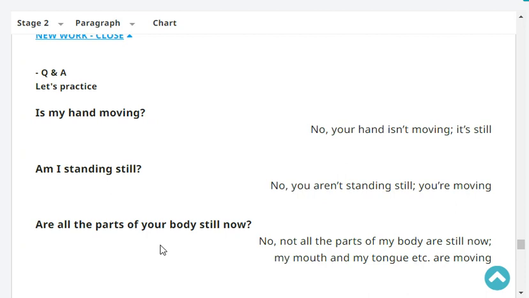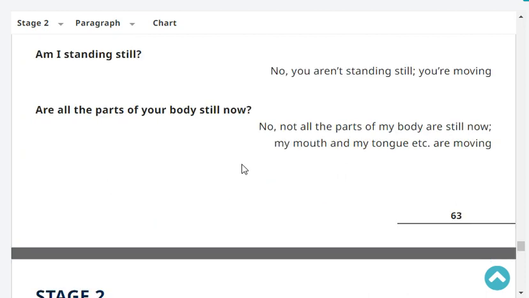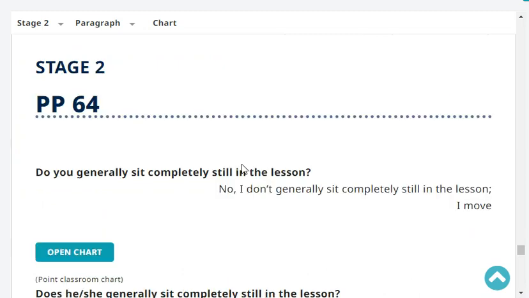Are all the parts of your body still now? No, not all the parts of my body are still now. Are your mouth and tongue still? My mouth and my tongue are moving. Very good.